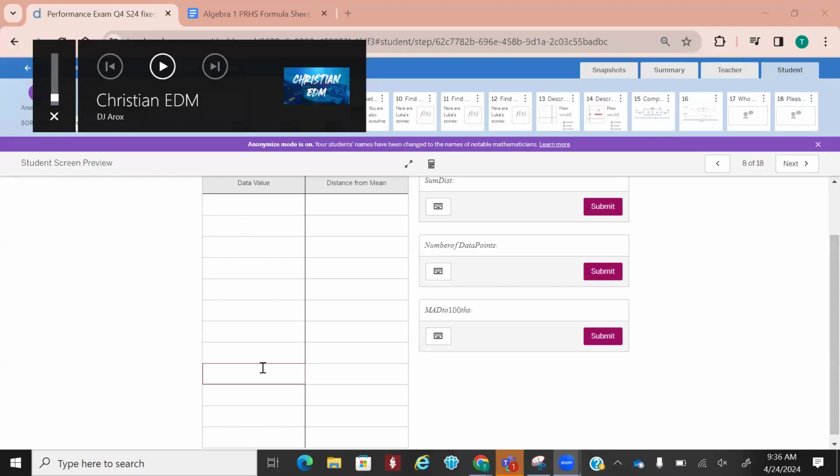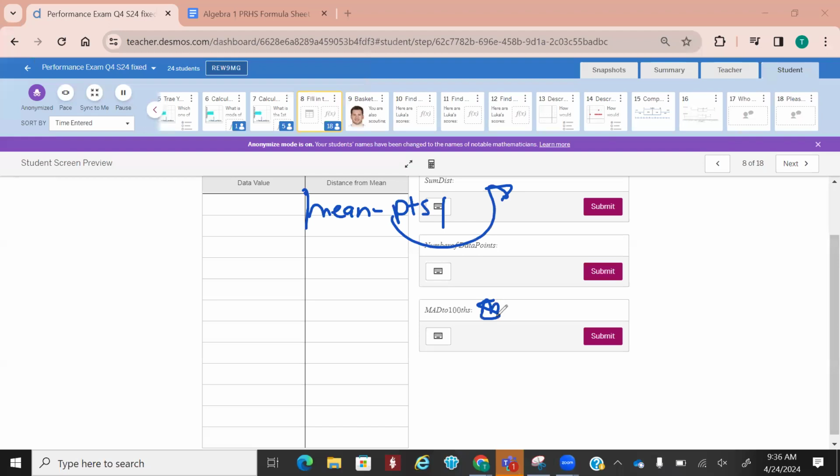What you're doing right now is you're putting all the data points in here. You're subtracting the mean from those data points. So mean minus the data points. And you want to make sure they're positive. Add them up to put them in this first row. Then tell me how many points are in this table. And then divide the sum by the number. That should give you MAD.